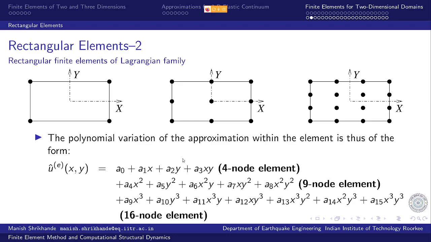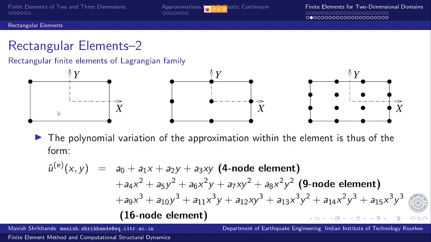Otherwise, from the accuracy point of view, this term does not really contribute. The rate of convergence will be decided only on the basis of the highest degree of complete polynomial. So the polynomial approximation is complete only up to the first degree. Two terms of quadratic variation are missing. So we cannot say the four node rectangle is complete up to second degree. It is complete only up to first degree variation.